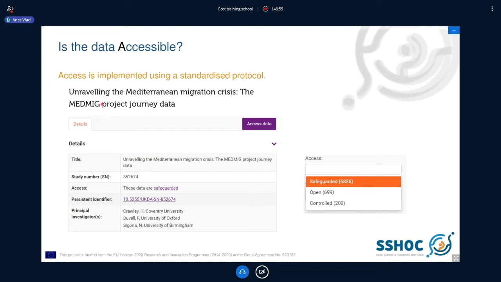And another example here, this is from our own catalog, a dataset on the Mediterranean migration crisis. So here we have a button that says access data. If we select this, it will take us to this standardized protocol that would give us information about how we can access that data. And we have an access level category here that will tell us that these data are safeguarded. So we would have to register first with the UK Data Service before we can access this data. Okay, and again, we have the breakdown of all the datasets that we have in our catalog based on their access level here.